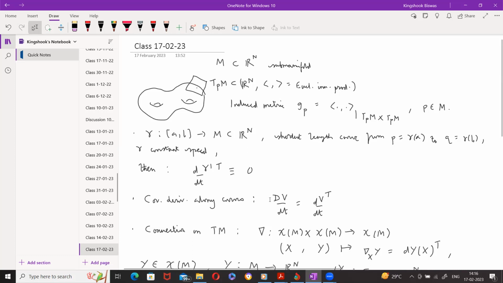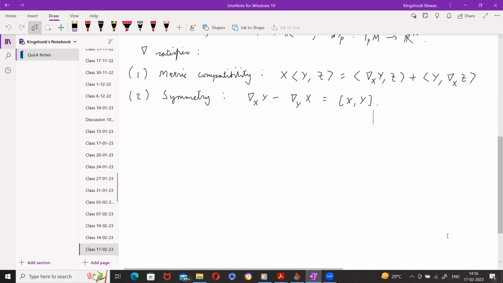So the Levi-Civita connection you can always realize as this particular connection on the submanifold of Rn. Okay. So any questions?